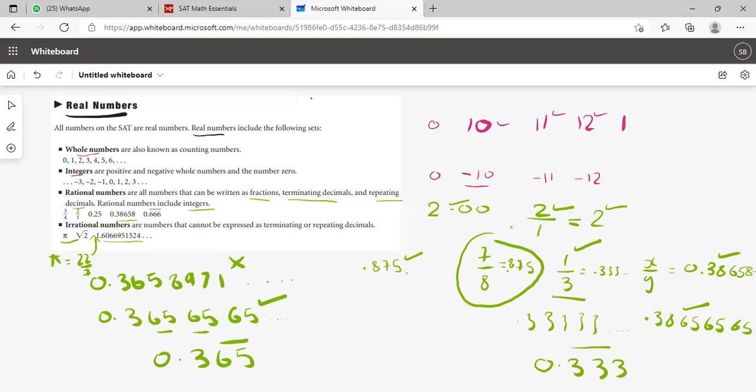The decimal places are neither repeating. This 242424 is not repeating. The numbers over here would be different, and it is not terminating. So a number with infinitely many decimal places, where the decimal places are different, would be an irrational number.